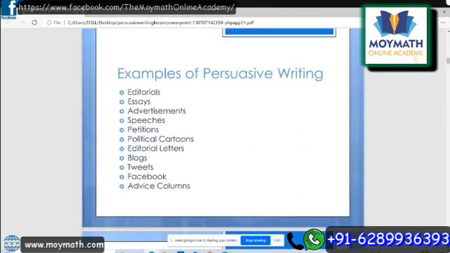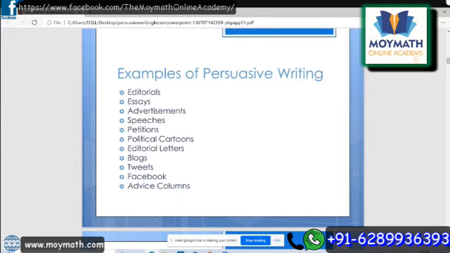Examples are given. Read the newspaper. Editorials you can find in advertisements, speeches, petitions, political cartoons, editorial letters, blogs, tweets, Facebook advice columns. Now, you may not be reading newspapers, editorials and all.